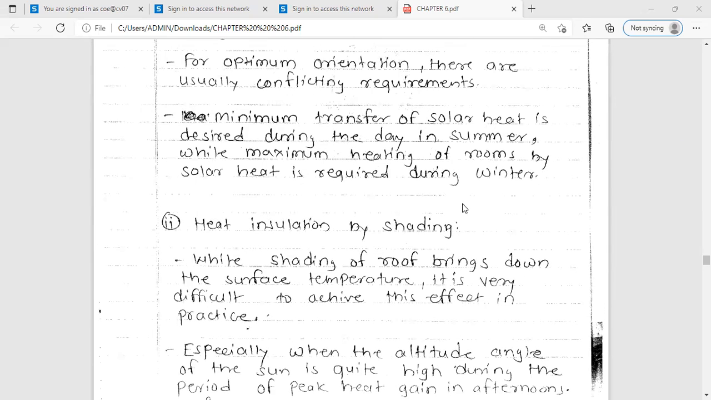for minimizing the heat transformation. Okay, in that, white shading of roof brings down the surface temperature. It is very difficult to achieve this effect in practice. Okay, we know that concept.